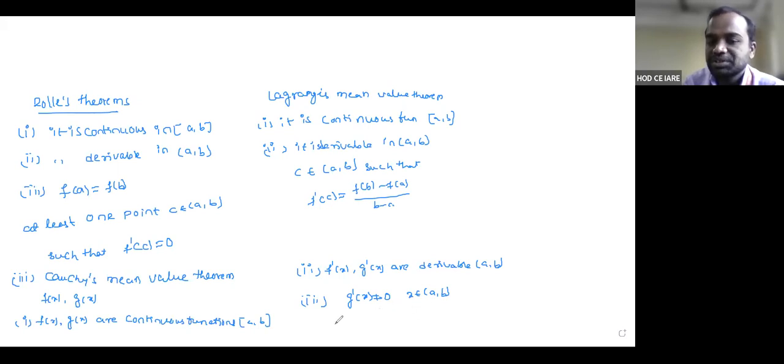So there exists a c belonging to the open interval a comma b, then we can write f dash of c by g dash of c is equal to f of b minus f of a by g of b minus g of a. This condition is called Cauchy's mean value theorem. If anyone has doubts, please ask.